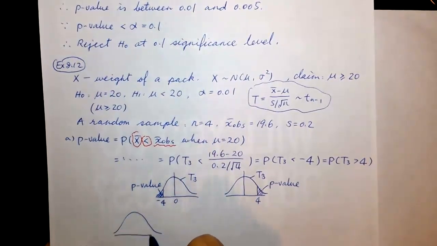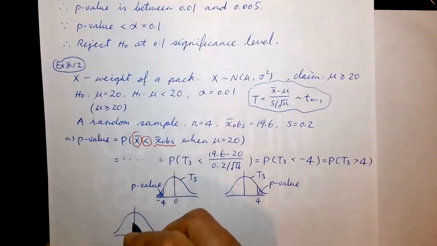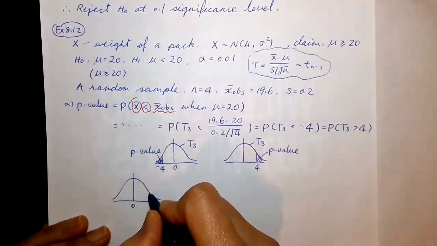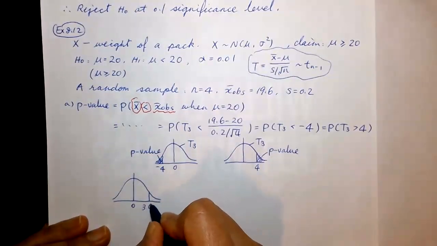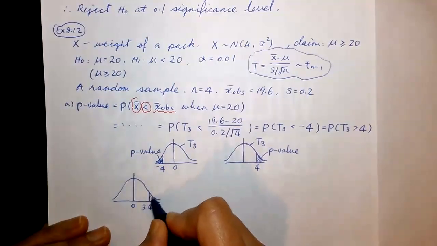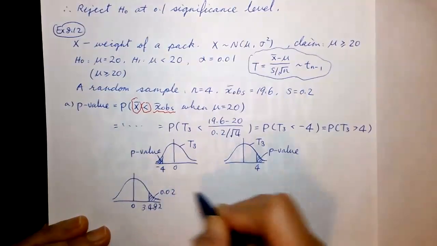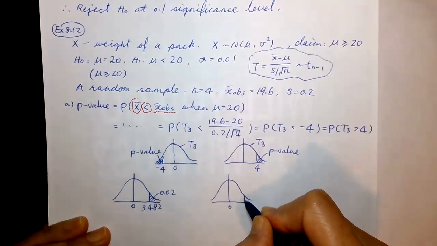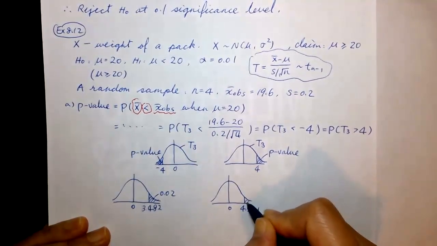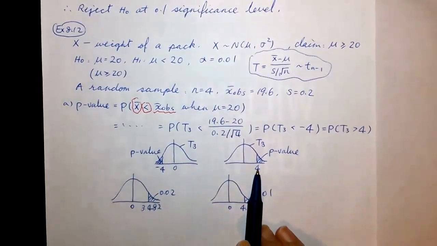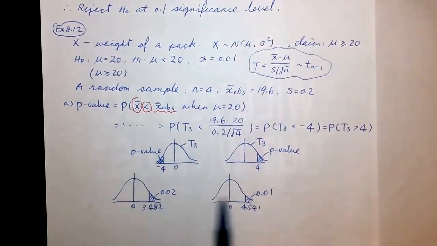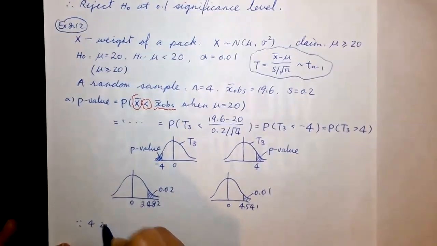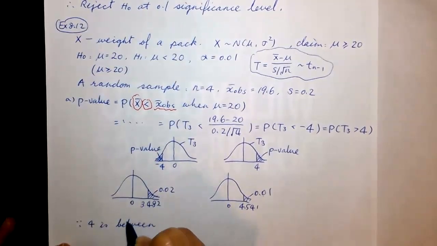4, if it's not on the table, find the neighbors. Sometimes you get 2 neighbors, sometimes 1. Don't complain if you get only 1 neighbor, that's good enough for you. Here we have a value less than 4, another one greater than 4. Right? Our 4 is in between. So the p-value is between these two.